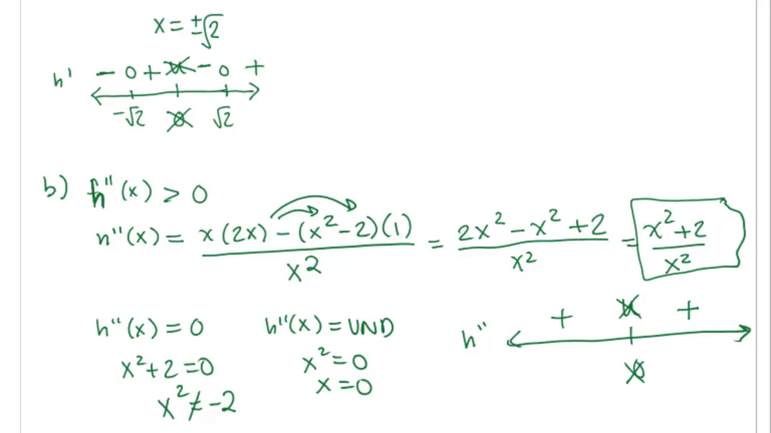So where is the function concave up? It is concave up from negative infinity to 0, not inclusive, union with 0 to infinity. So I'm excluding x equal to 0 because the derivative doesn't exist there.